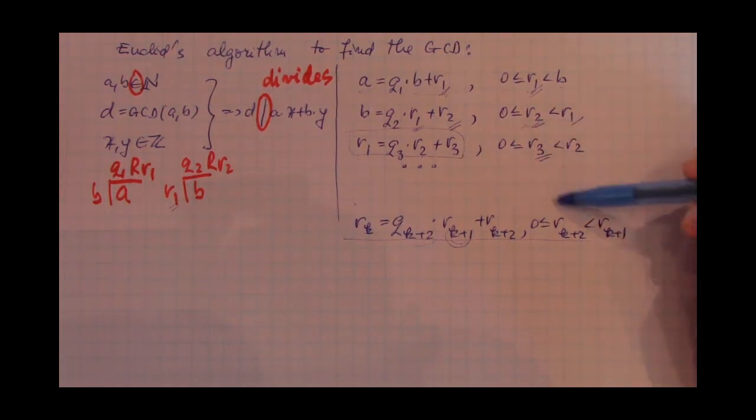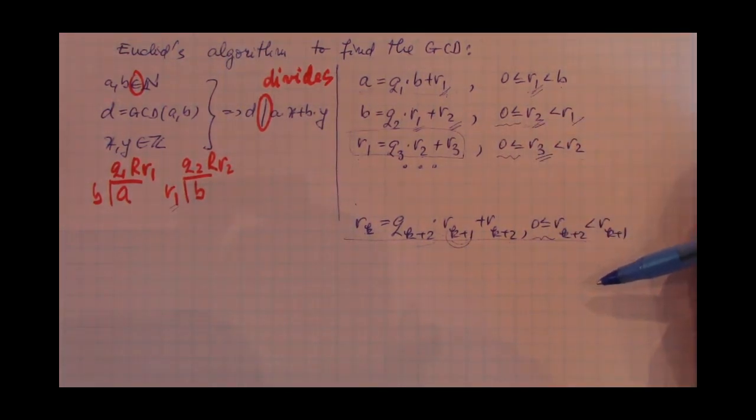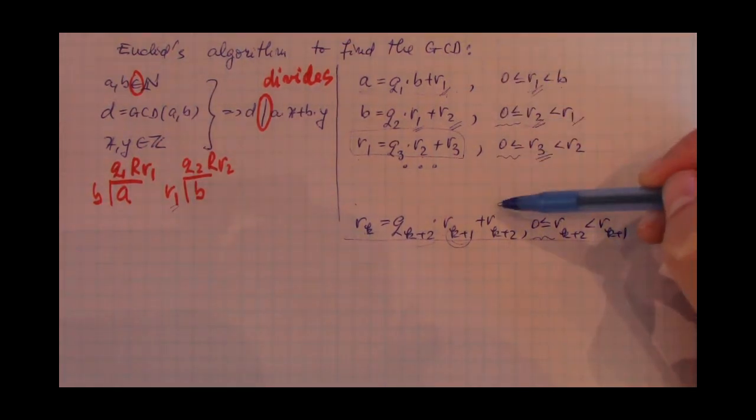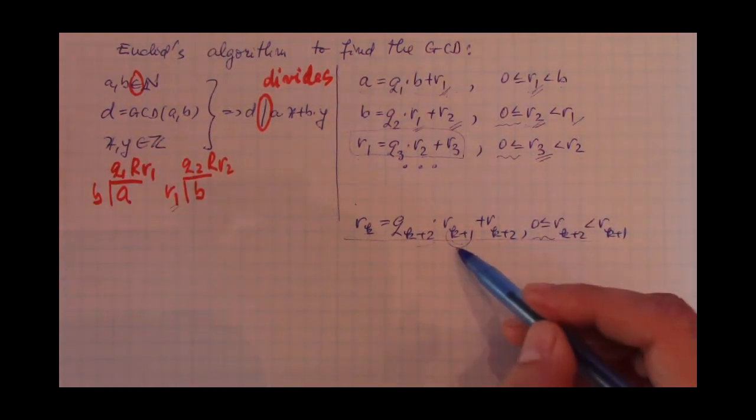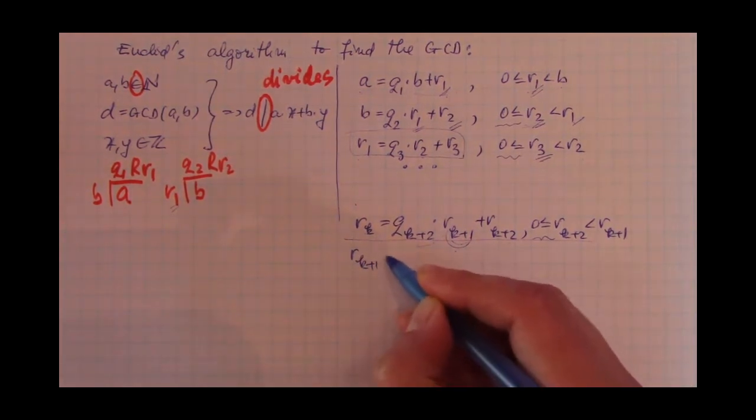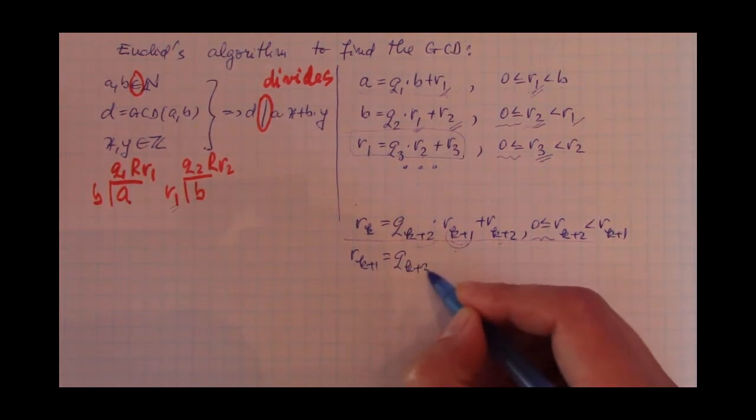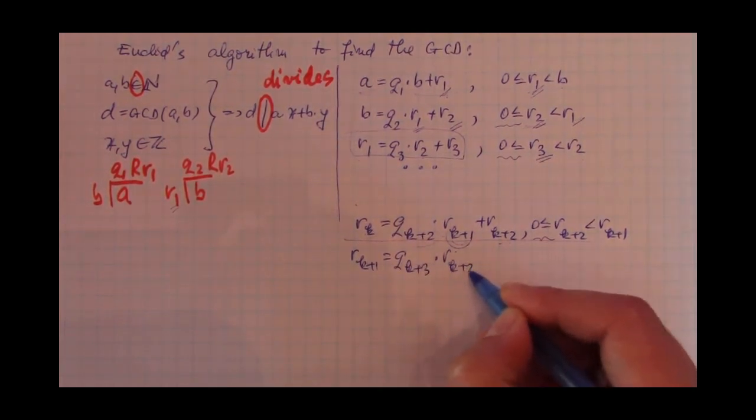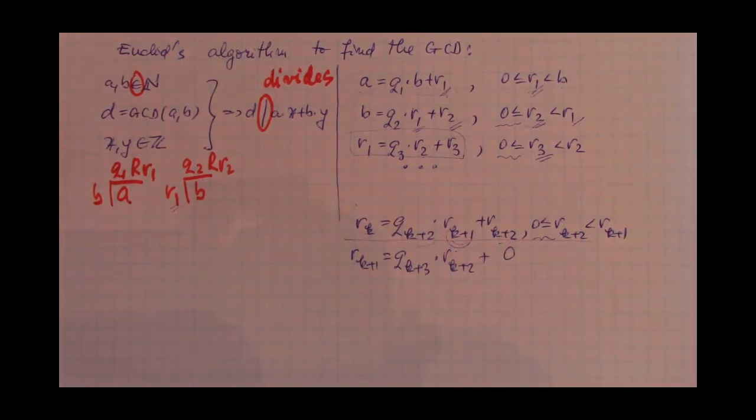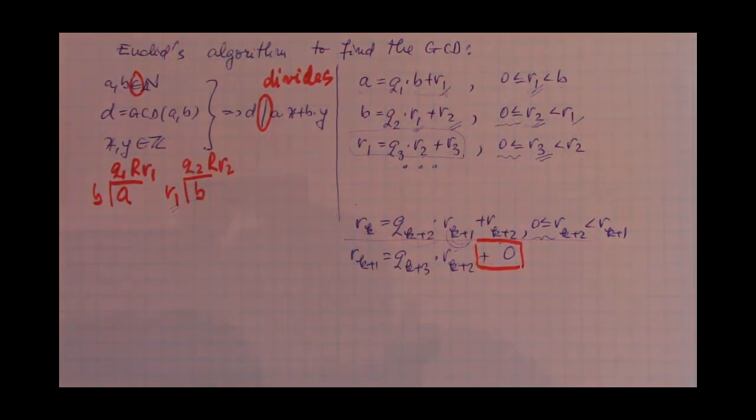So this sequence of remainders keeps going down, but they are all positive natural numbers, so they cannot keep going down forever. It's got to be the case that this process stops. And when does it stop? When we divide rk plus 1 by rk plus 2 and get rk plus 1 is qk plus 3 times rk plus 2 plus 0. So this process will stop when we get a remainder of 0.